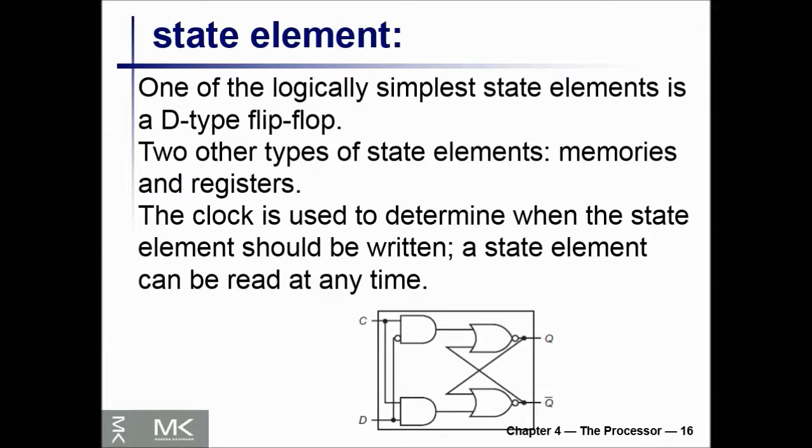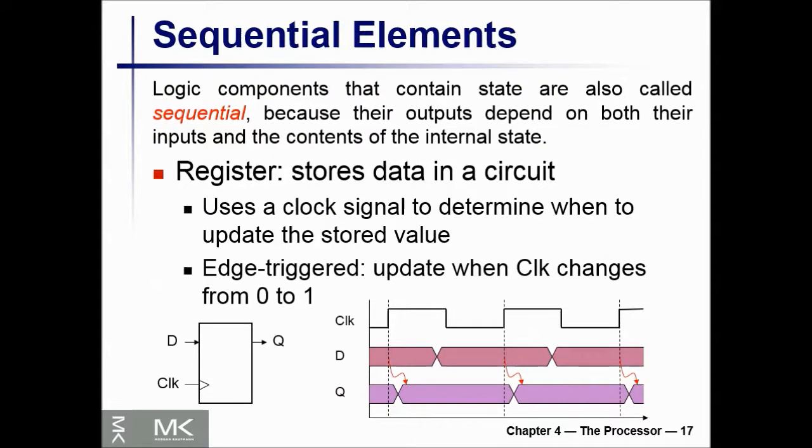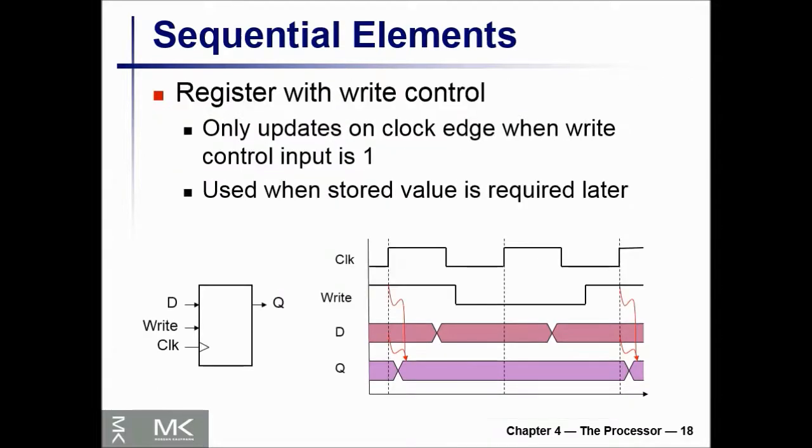The clock is used to determine when the state element should be written. A state element can be read at any time. Logic components that contain state are also called sequential because their outputs depend on both their inputs and the contents of the internal state. For example, the output from the functional unit representing the registers depends both on the register number supplied and on what was written into the register previously.